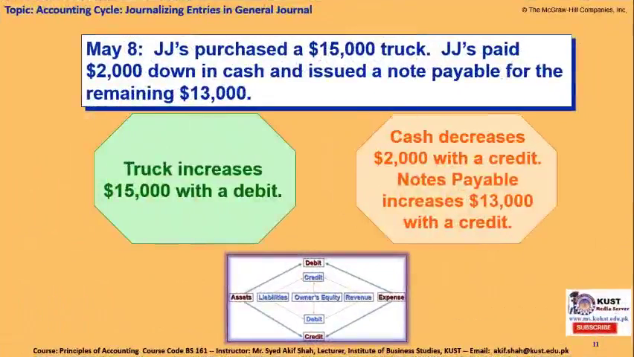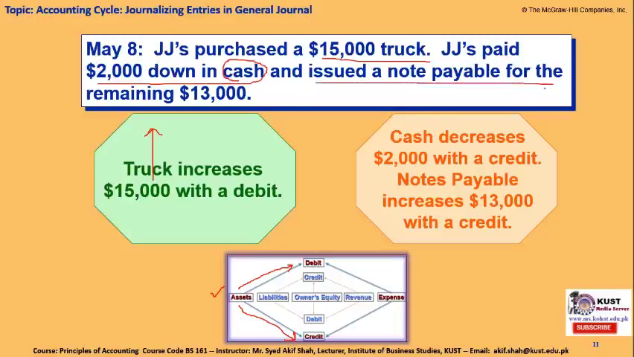Let us analyze another transaction of May 8. JJ purchased a $15,000 worth truck. So truck will increase, and we know that this is our asset. So the truck title will increase with a debit entry. And then the statement said that JJ paid a $2,000 down payment. Definitely the payment is normally in the form of cash. So another asset, which is cash, is going to have a credit entry with how much? $2,000.